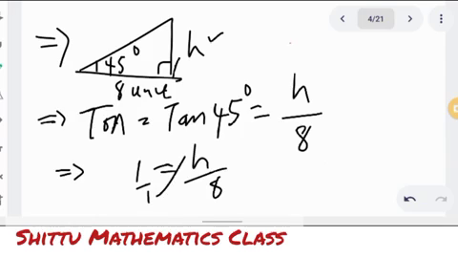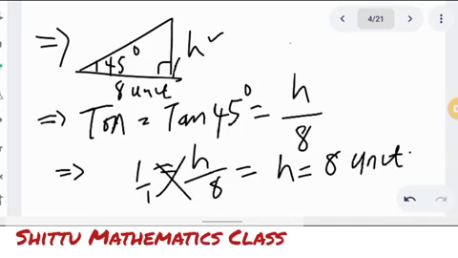Now from here you do cross multiplication, and we are going to have h equals 8 units. Don't forget that we are looking for height, so you need to put the unit there. Therefore, the height is also 8 units. If it is centimeters or meters, they put it, so your height will also be 8 centimeters or 8 meters. But since it didn't specify, they only put units, so therefore we are going to put units.